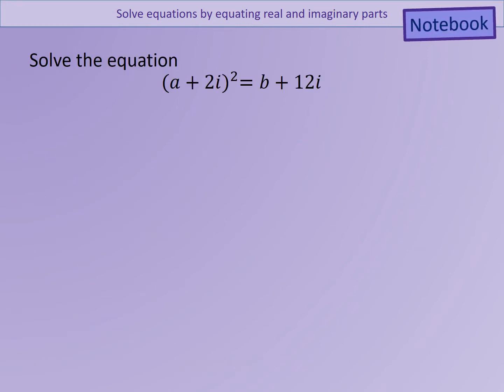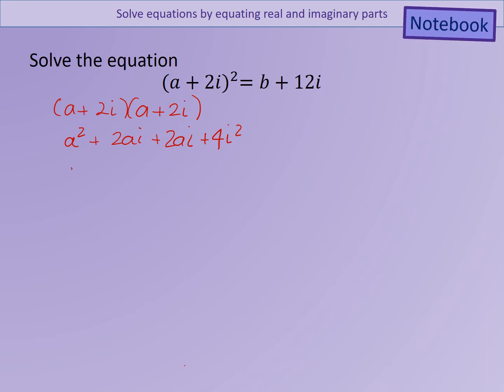Okay, another one for your notebook now. So solve the equation a plus 2i all squared is equal to b plus 12i. Let's multiply out that left-hand side. So a plus 2i multiplied by a plus 2i will give us a squared plus 2ai plus 2ai plus 4i squared. This will simplify to 4ai, and then here the 4i squared will become minus 4 when we replace i squared for minus 1. So this is now equal to b plus 12i, and we can begin to look at the real and imaginary parts.